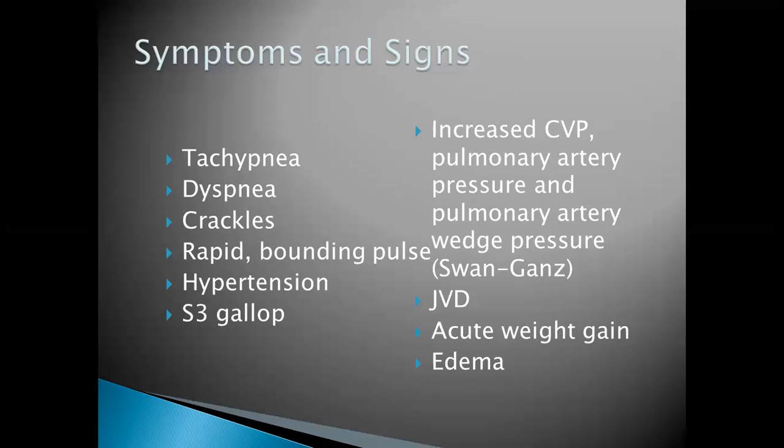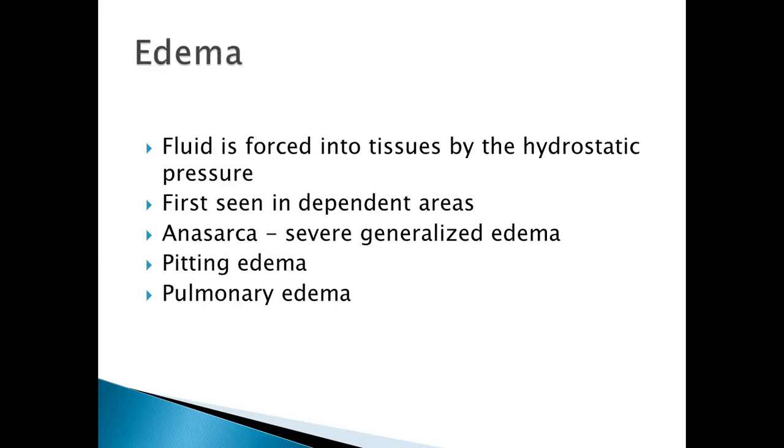Symptoms and signs: tachypnea, dyspnea, crackles, rapid bounding pulse, hypertension, S3 gallop, increased CVP, pulmonary artery pressure, pulmonary artery wedge pressure, increased JVP, acute weight gain, and edema. Edema is basically fluid forced into the tissues by the hydrostatic pressure. It is first seen in the dependent areas. If it is severe and generalized, we call it anasarca.